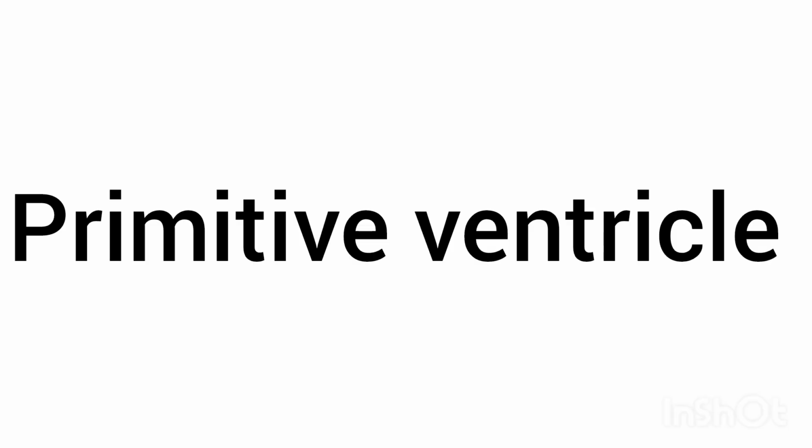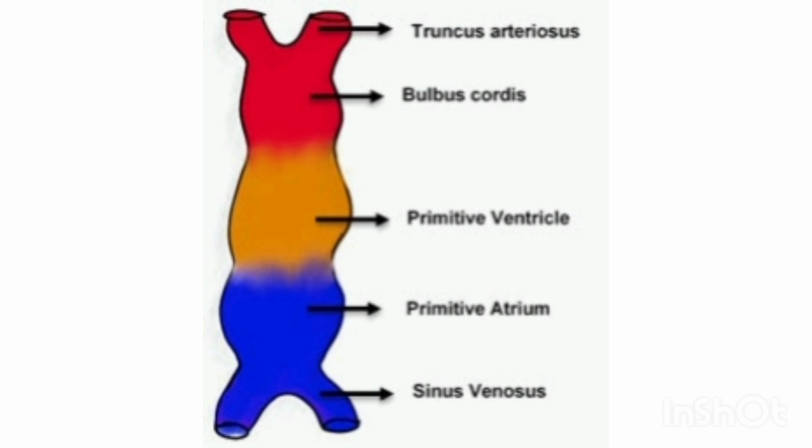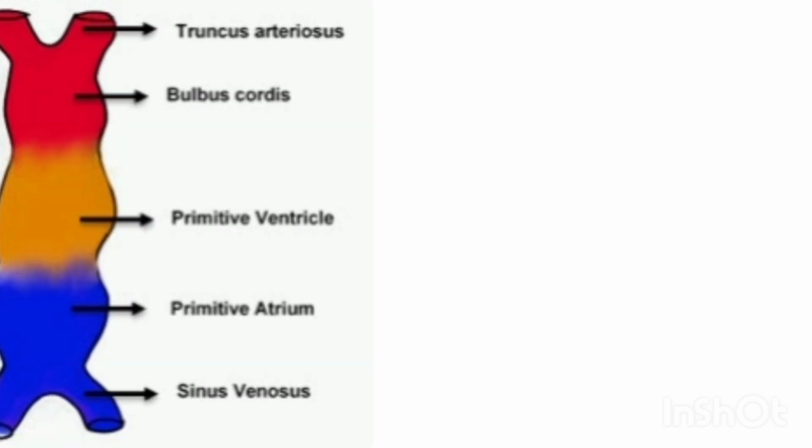The third part of our heart tube is the primitive ventricle. It forms the trabeculated part or the inflow part of the left ventricle. The fourth part of our heart tube is the bulbus cordis. It is divided into 3 parts: the proximal part, the middle part and the distal part.